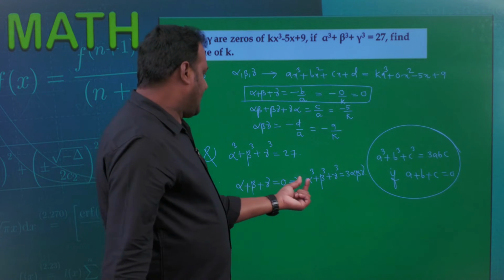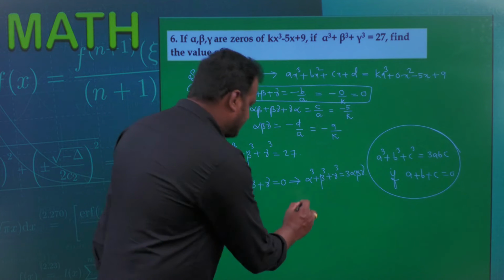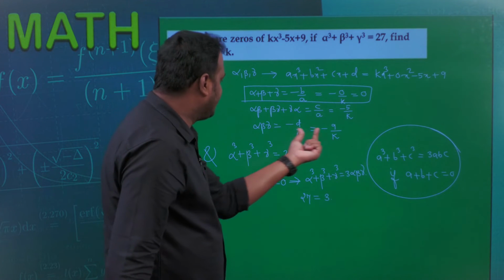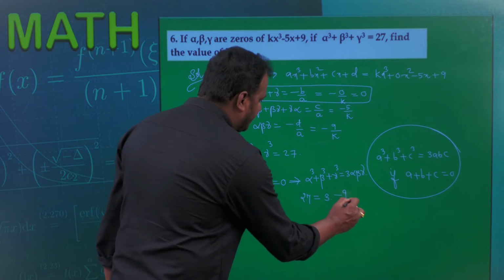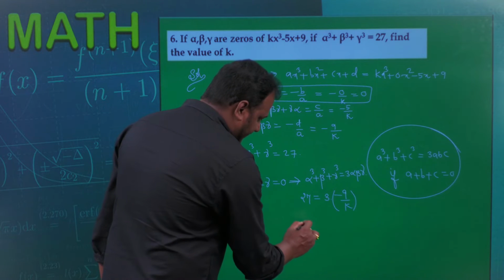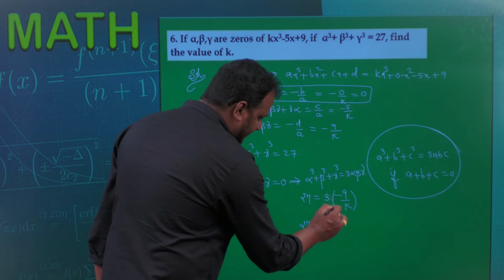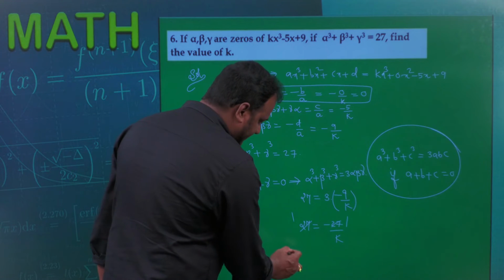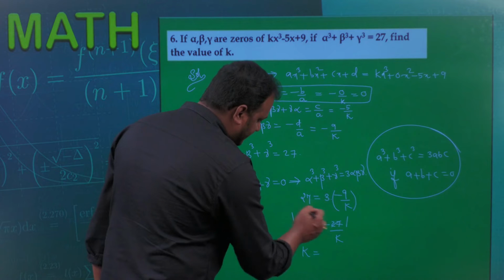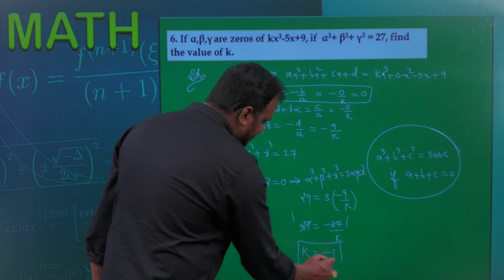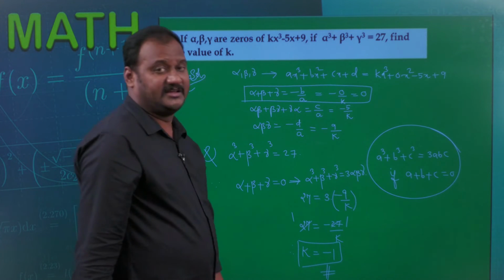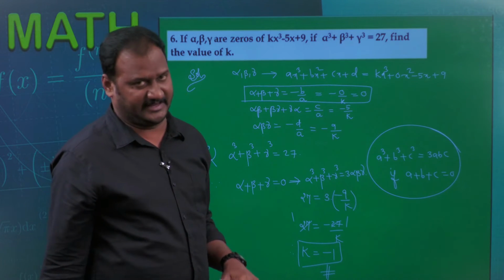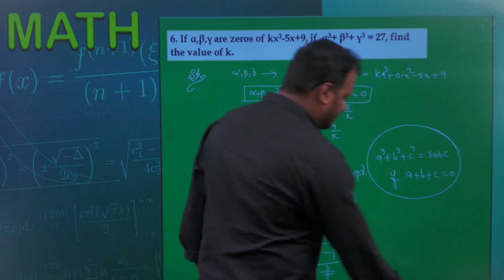Alpha cube plus beta cube plus gamma cube is given as 27, which is equal to 3 into alpha into beta into gamma, and that value is minus 9 by k. So totally, 27 is equal to minus 27 divided by k. The 27s cancel, therefore the value of k is going to be minus 1. See how easily we can get the value of k here. But remember, this is the key point in order to find the value of k. Moving on to the next problem.